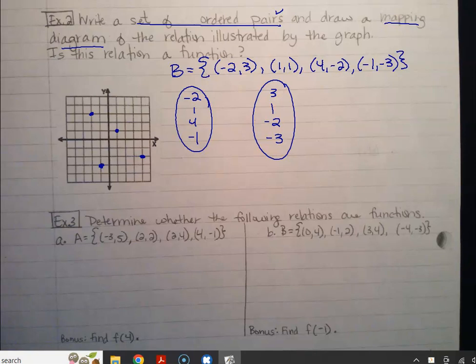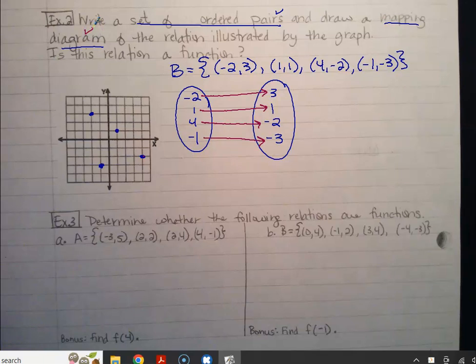So what's my -2 go with? 3. What's my 1 go with? 1. What's my 4 go with? Ooh, 4 goes with -2 this time. Right, 4 and -2. We went 4 and -2 to get this point. Okay. And then my -1 goes with -3. Okay, so we're done with our mapping diagram.